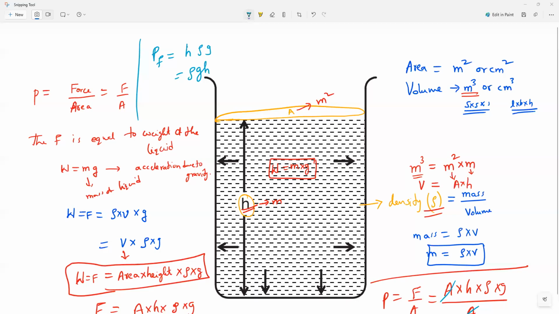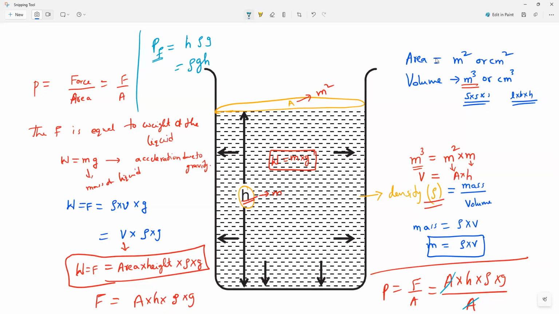Everybody? The fluid pressure, or liquid pressure, or gaseous pressure formula is rho g h, which means density of the fluid into acceleration due to gravity into height of the liquid. Please note it, or height of the fluid. Please write it. Very, very important. So rho g h, fluid pressure.